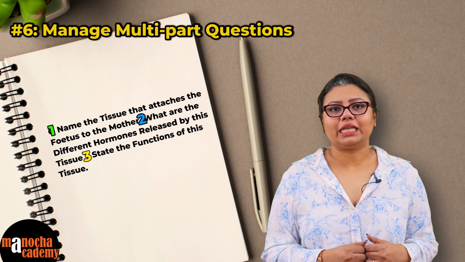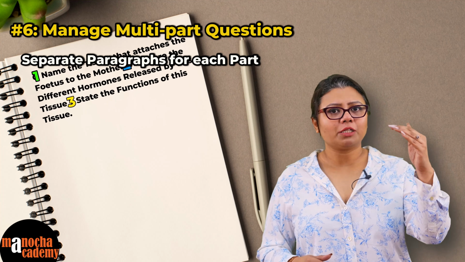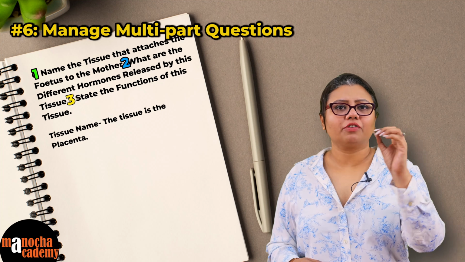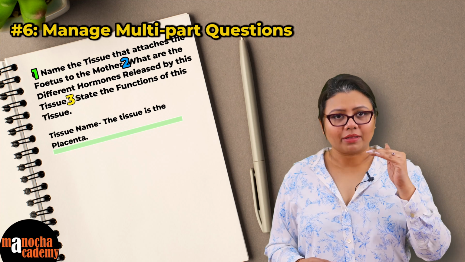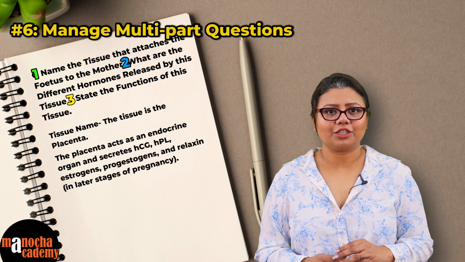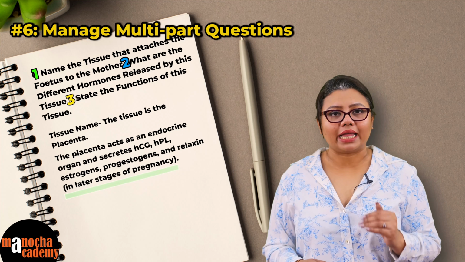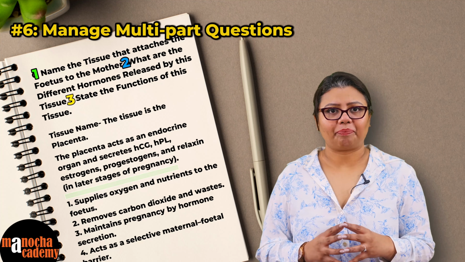But while writing the answer, please make separate paragraphs for separate part questions. So in the first paragraph, you write the name of the tissue. The name of the tissue is placenta, so you write the name of the tissue. Keep a line gap. Then in the second paragraph, write the hormones that are released from that tissue. Keep another line gap, and then in the third paragraph, write the functions of this particular tissue.